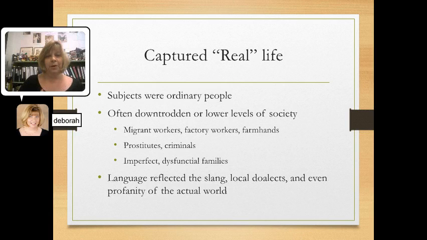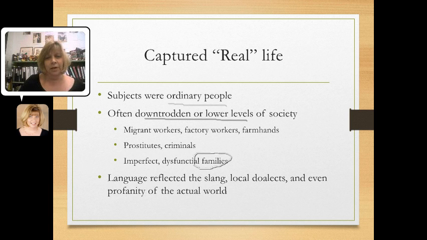Now, the first author that we're going to study from this realism period is going to be John Steinbeck. Like many of these authors, Steinbeck was really interested in capturing real life, not writing about some romanticized, glorified people from the past. So the subjects, instead of being kings and noble people, were the ordinary kind of people that you would find just on the street and in society. Very often they were writing about the people who were downtrodden or from the lower levels. These might be migrant workers, factory workers, farmhands, prostitutes, and criminals.